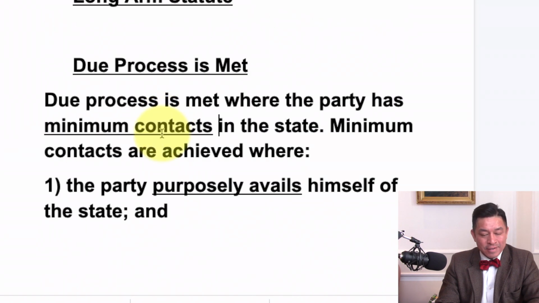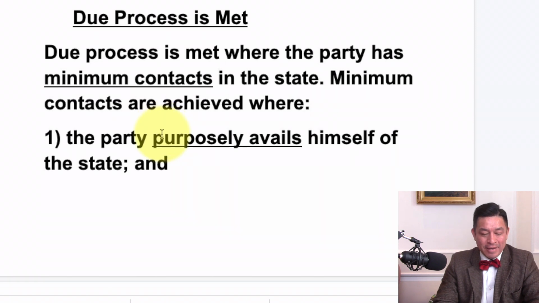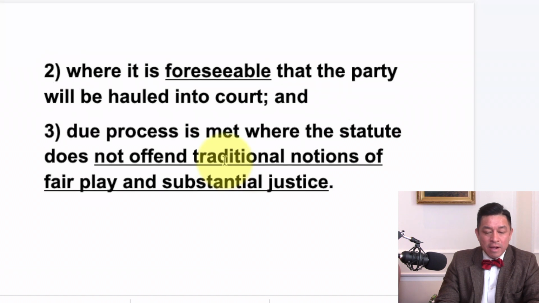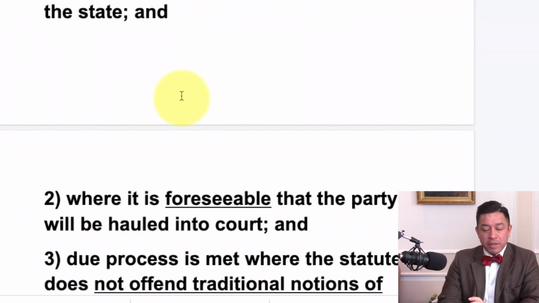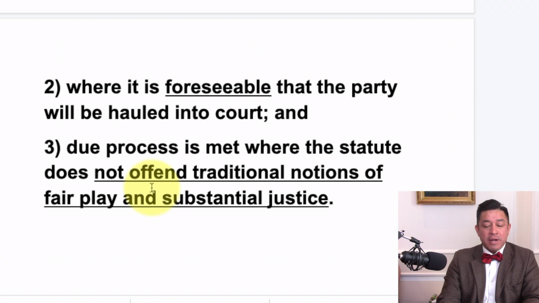Right? Did the defendant purposely avail himself of the forum state? Foreseeability, and of course, where due process does not offend traditional notions of fair play and substantial justice. More typically, you see purposeful availment as a potential issue and foreseeability. You may sometimes find that this element has to be discussed.